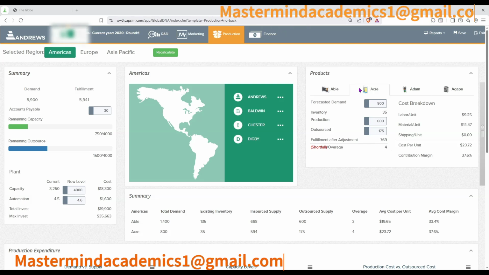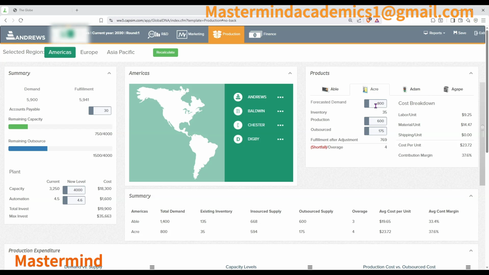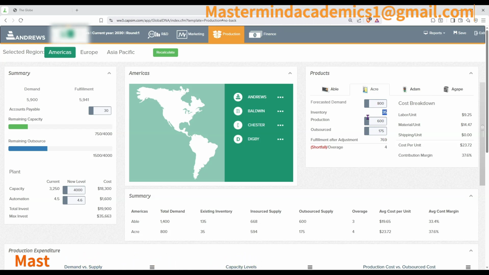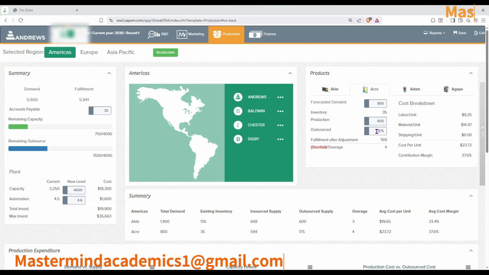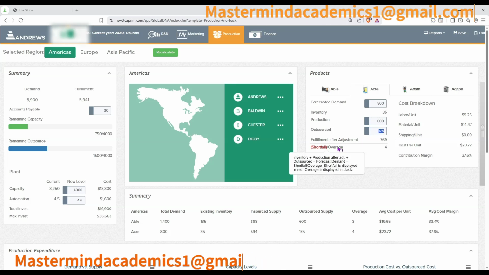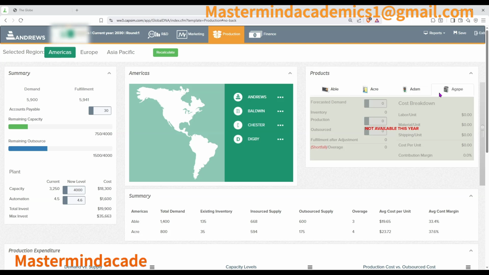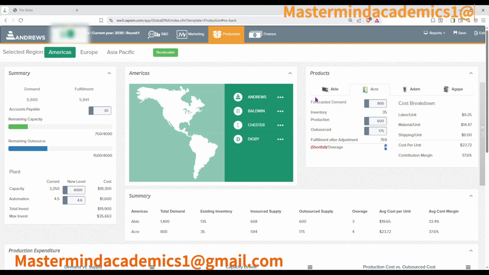For ECA, which is still in the Americas, the forecast was 800. We have an inventory of 35. I decided to produce 600 and 175. And you can see that our overage is at 4. This simply means this will avoid stocking out. For production, the other two products are not available this year, so they'll start selling next year.